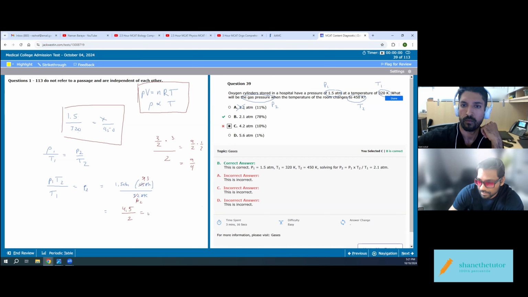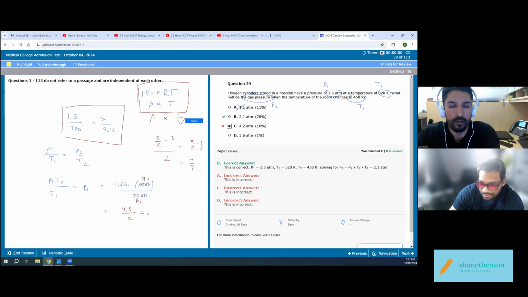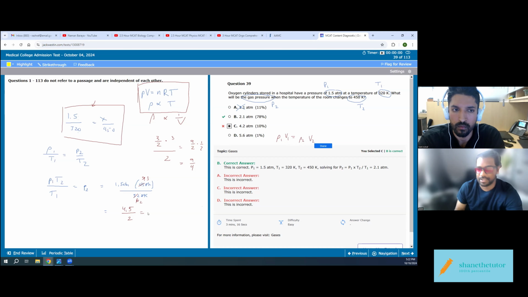us volume, right? Because pressure is proportional to temperature, but pressure is inversely proportional to volume, right? So if they gave you volume values, then this proportion wouldn't work. You would have to do pressure 1 times volume 1 is equal to pressure 2 times volume 2. That's if they're inversely proportional.